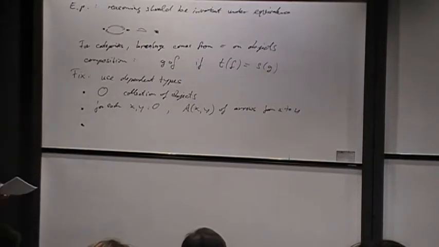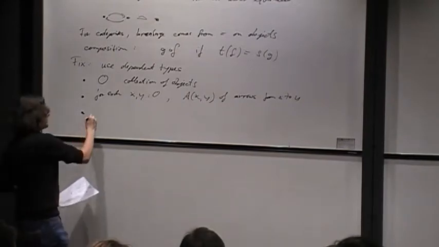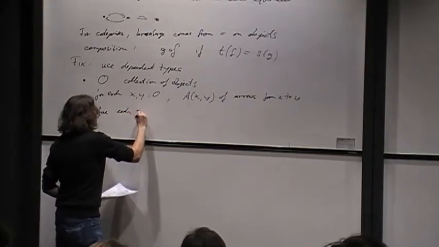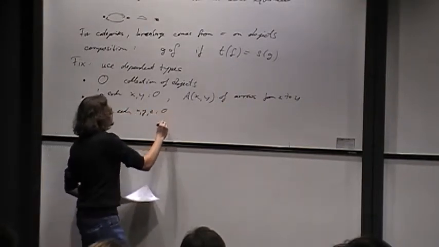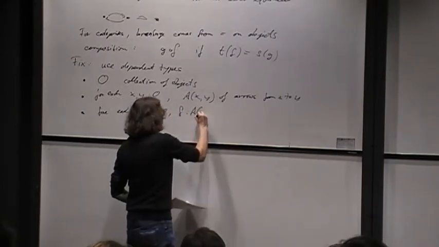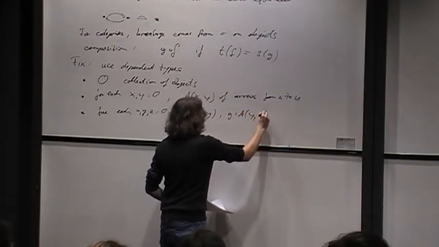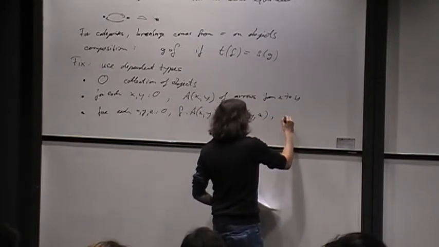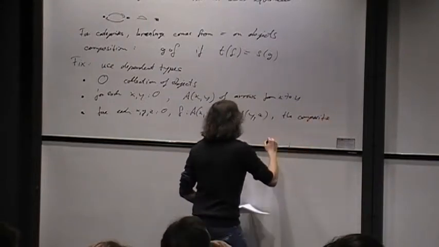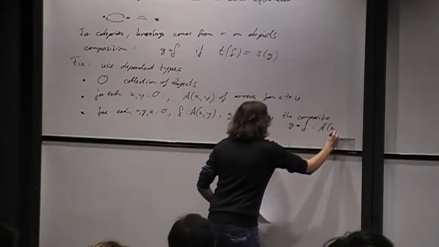And now the definition of composition is simply a family of functions, for each x, y, z in O. I take two arrows that have compatible types, an arrow from x to y and an arrow from y to z, and then I have the composite, that is an arrow from x to z.